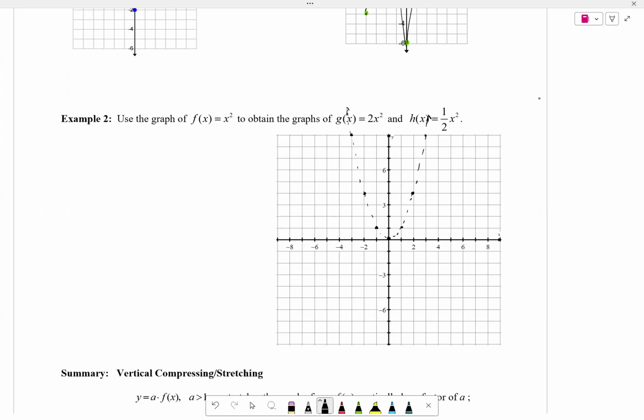If you have colored pencils or colored pens, now's a good time to use them, or just a pen and then a solid pencil or something like that, because we're about to have 2 different graphs on here. Notice that 2 is on the outside of the function. Make sense? On the outside of the function.